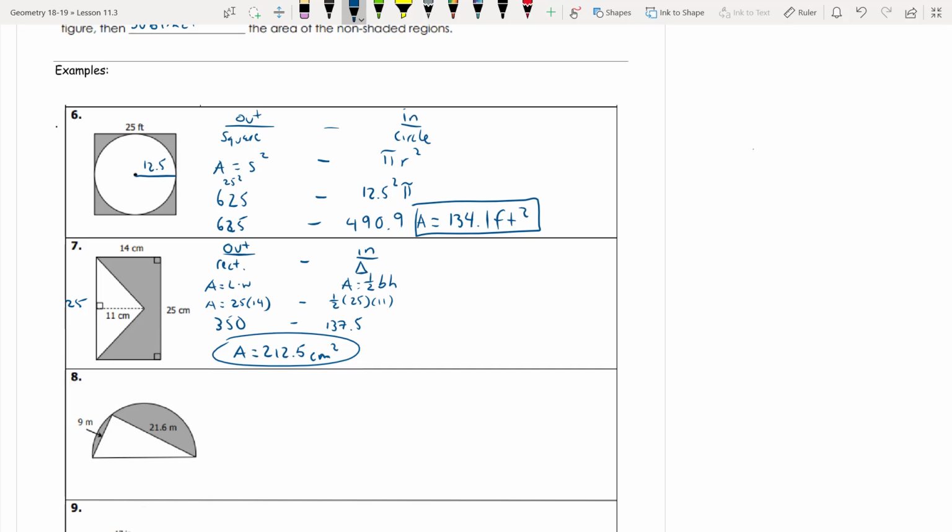I can tell you right now, you are going to have to do a little bit of work with finding your semicircle's radius. So go ahead and try that, and when you come back in, the answer will be there.